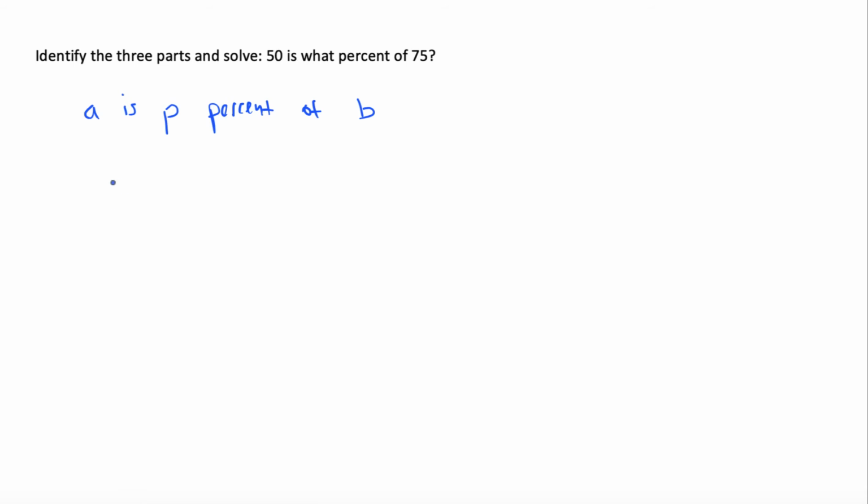The equation that we use is A equals P over 100 times B. Notice there are three values here. You're always going to be given two of them, and your job is to determine the third unknown value. Here it's pretty straightforward: 50 is what percent of 75? The unknown here is P. That's what we want to find out.